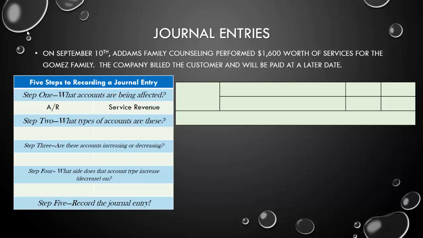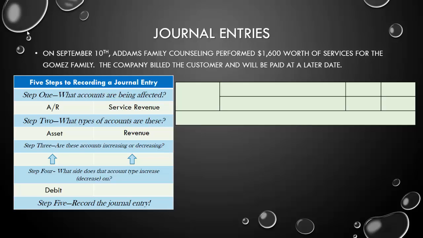What types of accounts are these? Accounts receivable, AR, is an asset. Service revenue is a revenue account. Are they going up or down? Well, the amount of money that people owe our company is going to increase after this because the Gomez family now owes us this $1,600. Revenue, the amount of jobs that we actually did, is also going to go up.